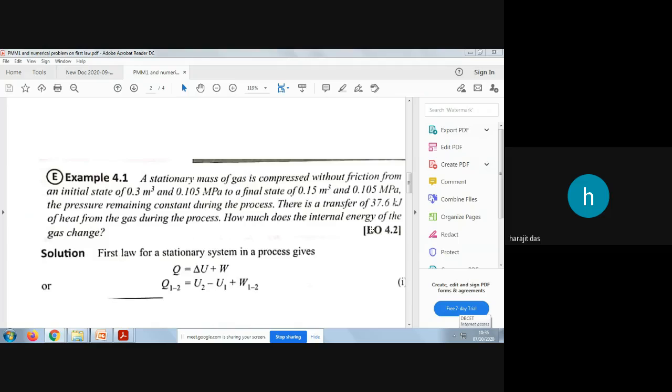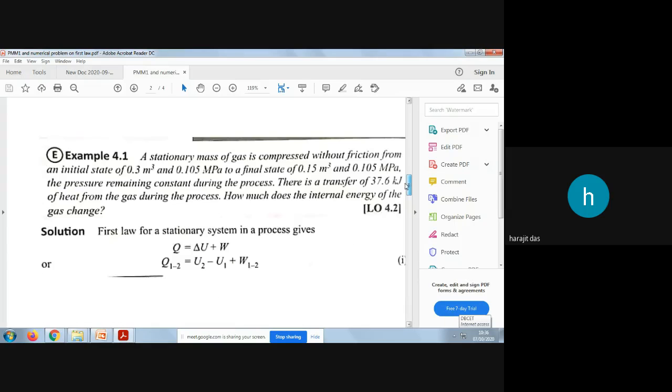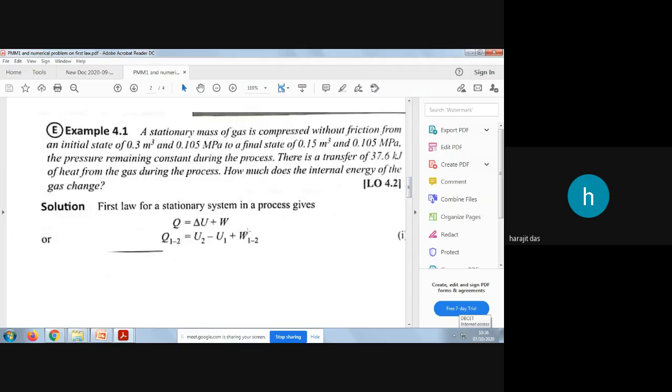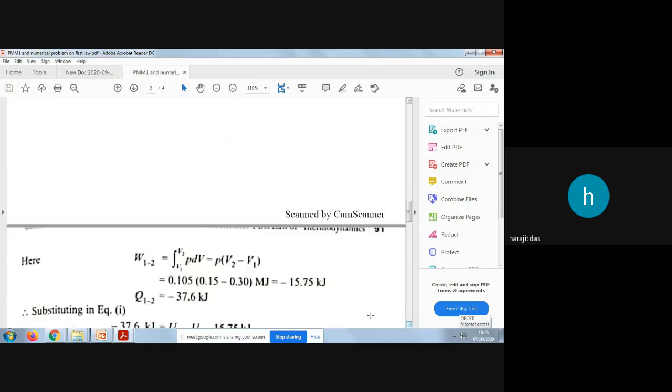See here, W1 to 2 means the displacement work. Because the volume has changed from this to this, we can find the displacement work W1 to 2. How will you find this displacement work? W1 to 2 will be a PdV work. So P is given, because it is constant.